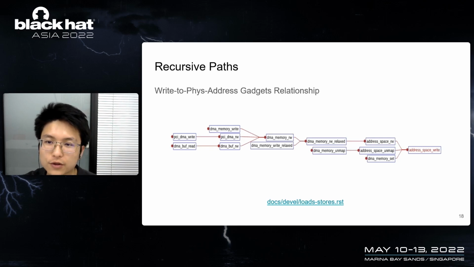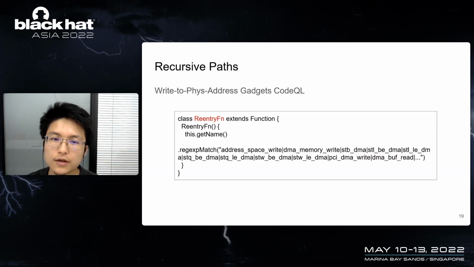The last functions we need to know are the write-to-physical-address APIs, which implement DMA. According to QEMU's documentation, there are a lot of such functions, like dma_memory_write, pci_dma_write, dma_buffer_read, etc. Actually, they all call address_space_write in the end. So we can just search those functions for write-to-physical-address gadgets. To improve the performance when searching, we hard-code those functions in CodeQL queries.